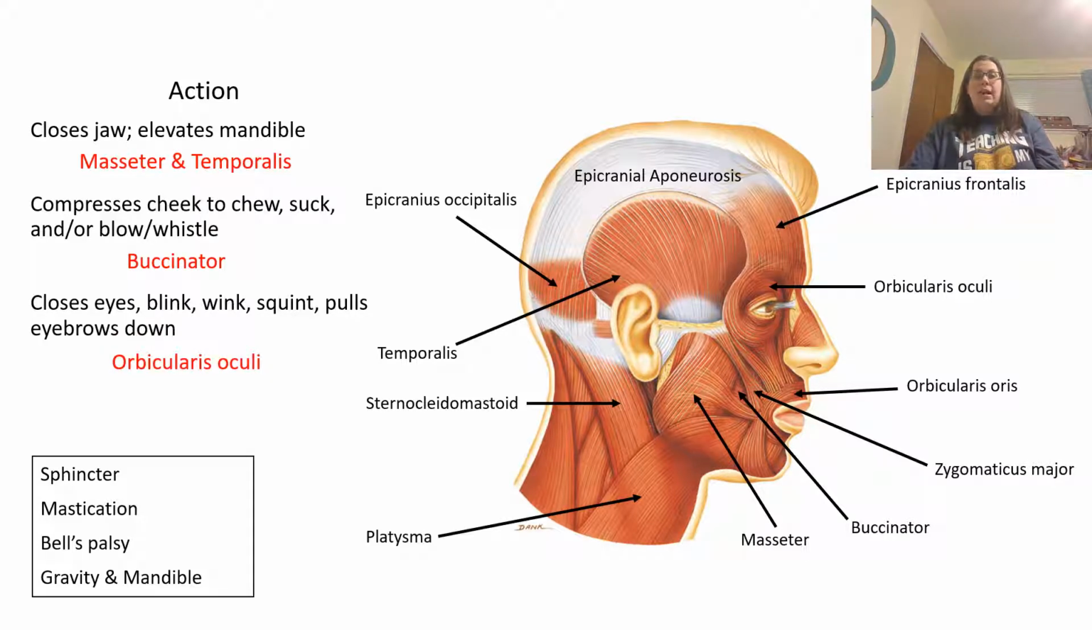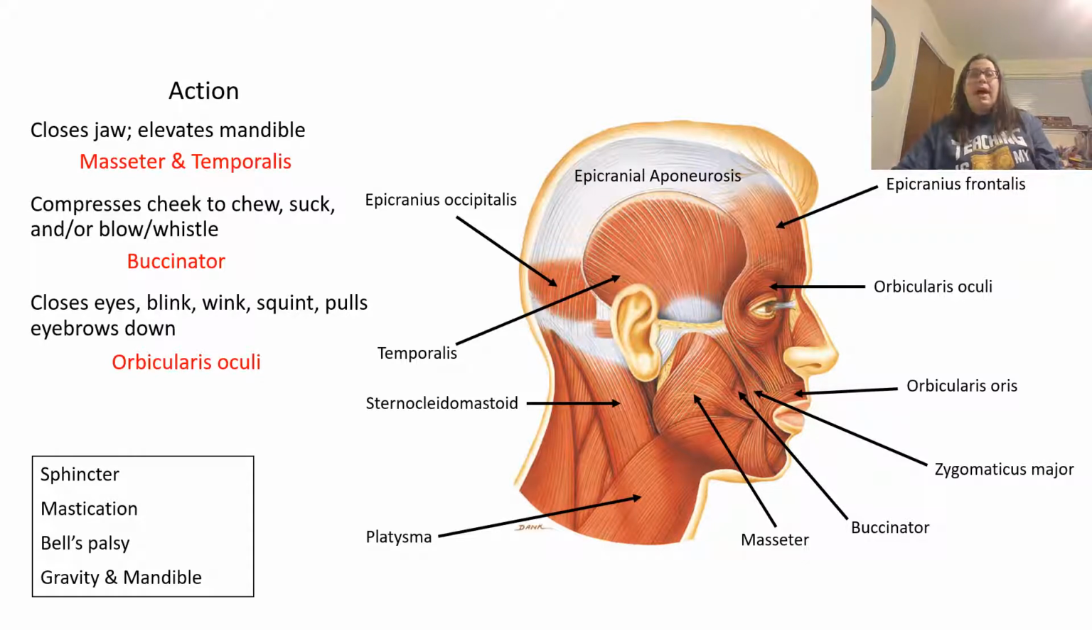All right, so this is looking at their action. So we looked at their location, now we looked at their action. Now, when we look at some of these guys, some of these are considered a sphincter because they go around an opening. Others are going to be for mastication, which is what we call chewing.